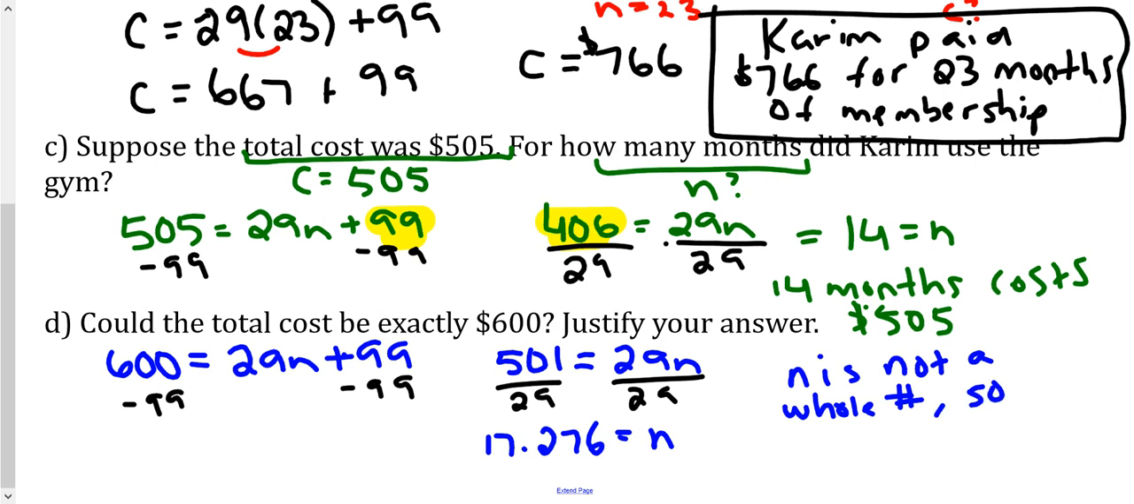So n has to be a whole number, right? It can't be negative either. The gym is not going to start paying you to stay away from the gym. So it's actually not possible to spend $600 exactly on this specific gym membership. Right? N has to be a whole number. The number of months that you attend the gym for, that you pay for at the gym, has to be a whole number.